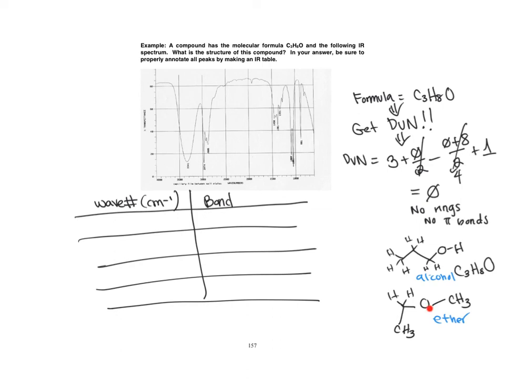Now, if we have an ether, we should see a CC stretch, or CO stretch, CH stretches that are sp3, and we should see a CO stretch. If we have an alcohol, we should see a CO stretch, so that's the same as this one. We should see CH sp3 stretches with the same as this one. So far, nothing to distinguish it. But wait a minute, we'd also see an OH stretch, and that is one of the most diagnostic peaks, which is why it's an example here.